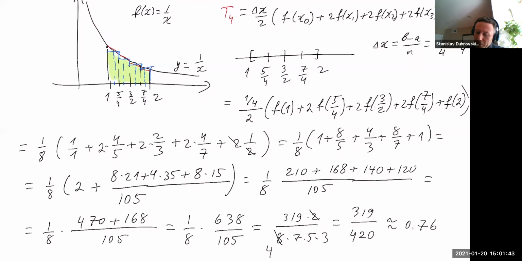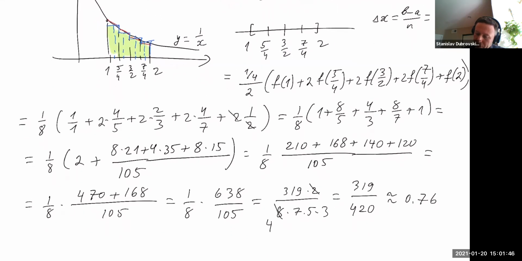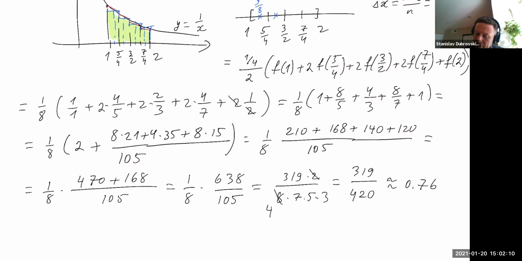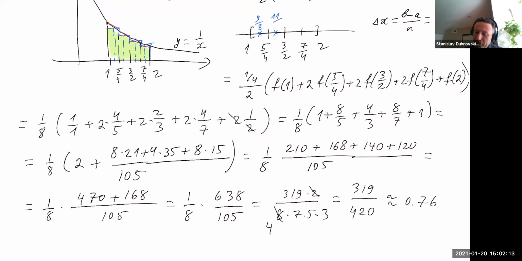For the midpoint rule, we'll have to find all the midpoints. So what is this midpoint? Between 1 and how many eighths? And 10 eighths. So this will be 9 eighths. Then this midpoint is between 10 eighths and how many eighths? 12. So this will be 11 eighths. Or every time you can just add 1/4 or 2 eighths. 13 eighths and 15 eighths.